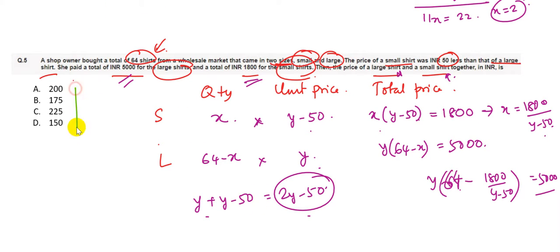So the options given are 200, 175, 225 and 150. So these would be the values of 2y minus 50. So therefore the corresponding values of y from these would be, if this is equal to 200, then 2y would be equal to 200 plus 50, which is 250, divided by 2, that's 125. Y would be 125.